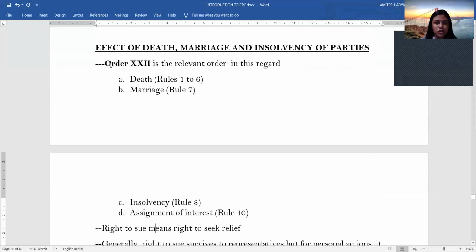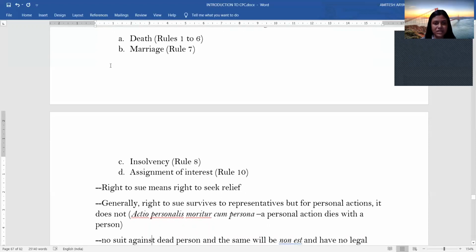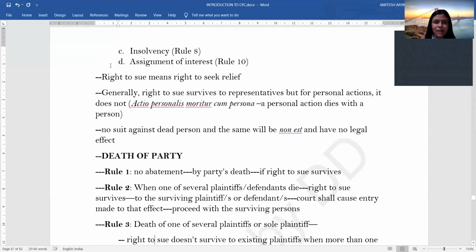Now, as you can see on the screen, there are 4 subtopics that it is divided into. Death is dealt under Rules 1 to 6, marriage under Rule 7, insolvency Rule 8, assignment of interest under Rule 10. Now, there will be a word that will be coming that means right to sue, which means right to seek relief. Generally, before beginning with the death of a party part, it is taken that a right to sue survives to its representatives, but for a personal action, it does not. It will die with the person.